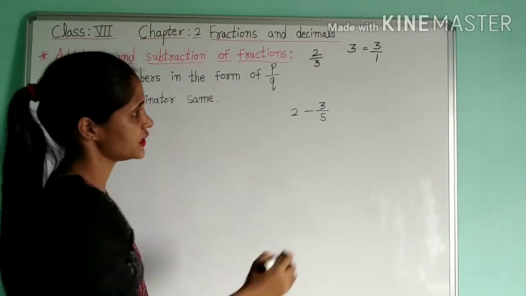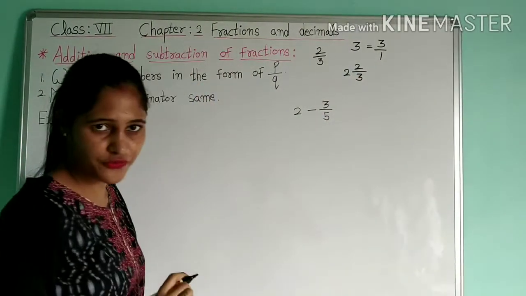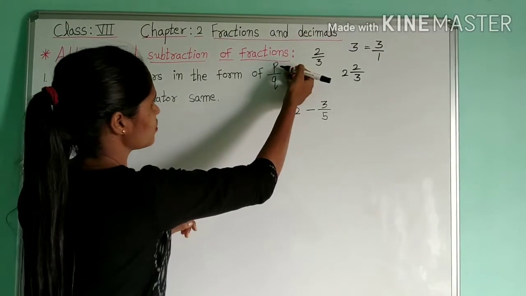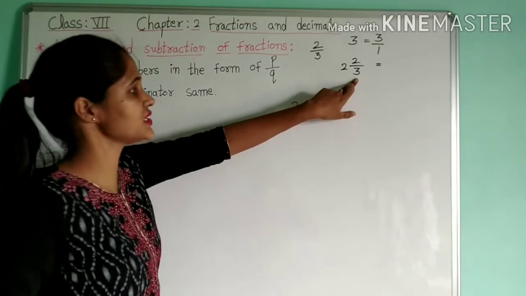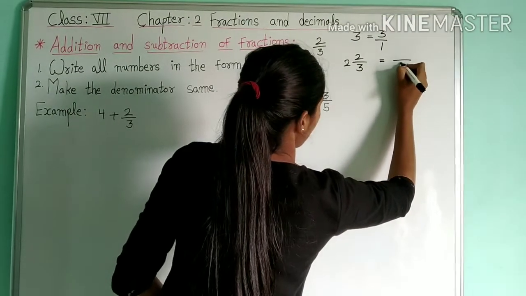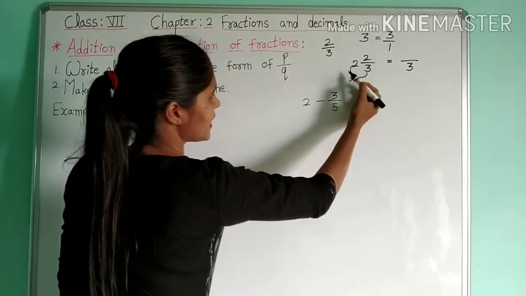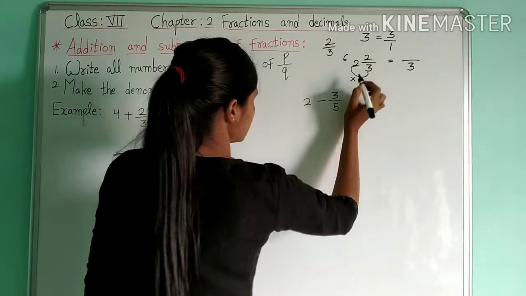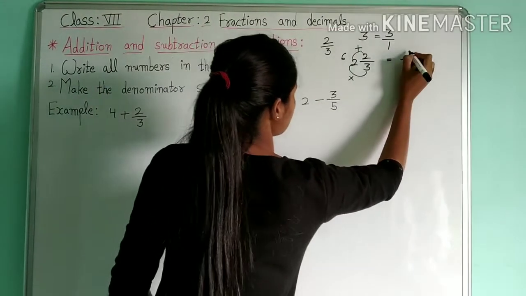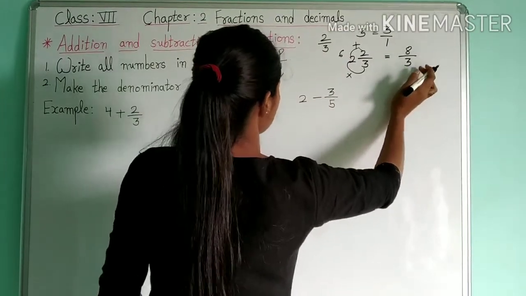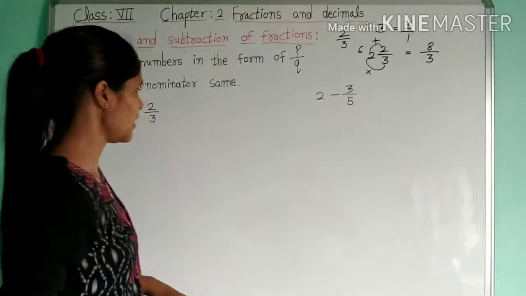Now see, this is a mixed fraction. So how will we convert it into the form of P by Q? We write this denominator, these 3, as it is. And then we have to multiply it. 3 multiplied by 2, that is 6. Then we have to add plus 2. So 6 plus 2 is 8. So 8 by 3. See, we got this form, 8 by 3.